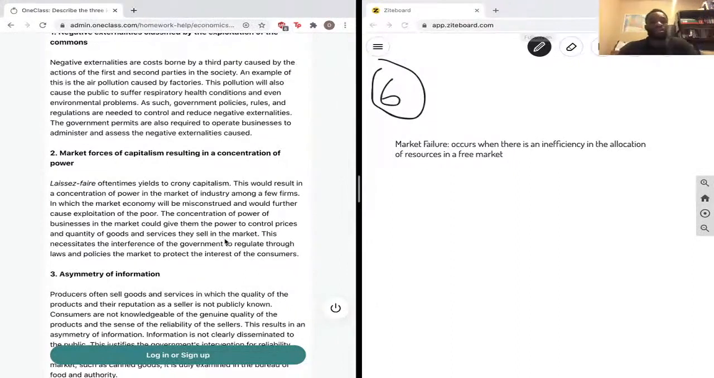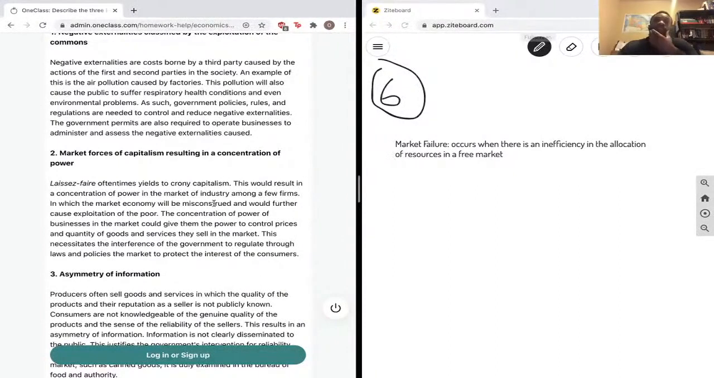So again, this is another scenario where the government might need to intervene. It will usually come up in a situation where someone in the market is trying to exploit its consumers. So for example, if they have too much market power to control the prices and the quantity of goods and services they sell on the market, they might sell very few goods and charge an insane price.